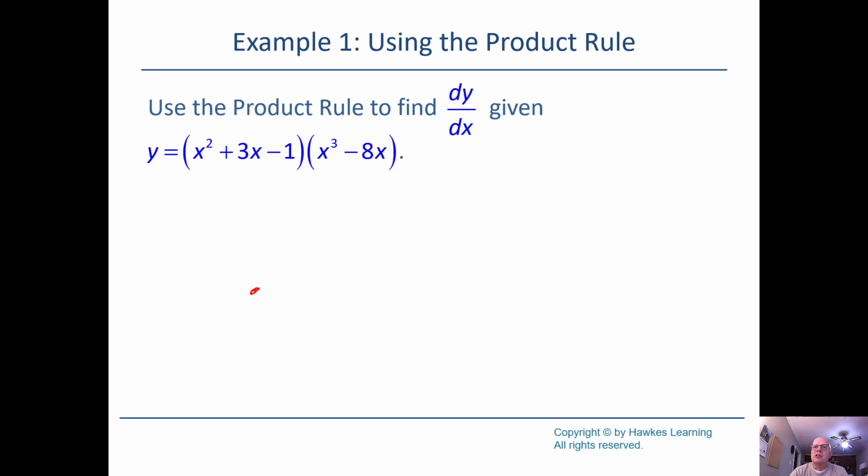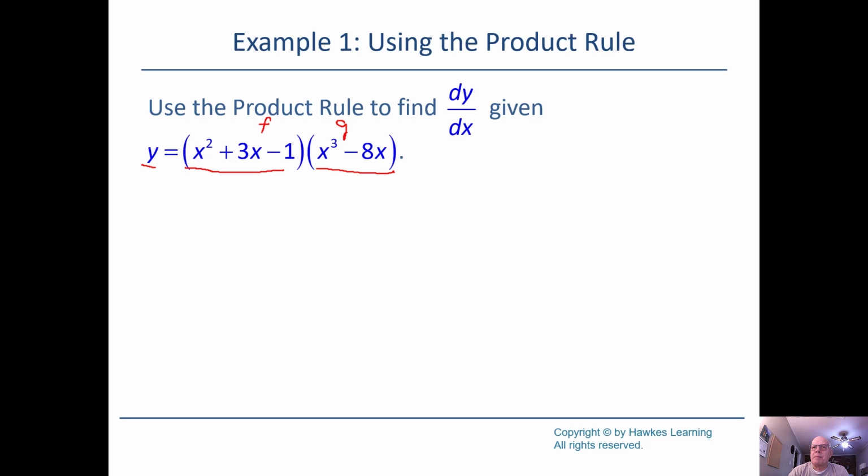Okay. So here's my function. It's the product of two individual functions. You can call this f and this g if you like. I'm going to slip up here for a moment, and I'm going to erase that because I might need that space.